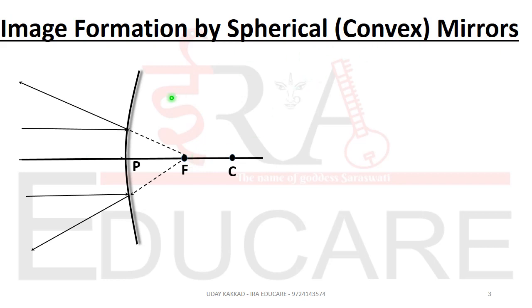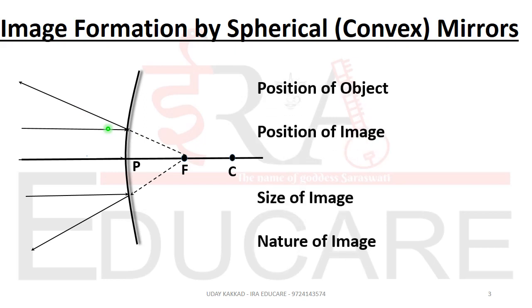And a convex mirror is also called a diverging mirror. Why? Because rays are diverted. On the other hand, a concave mirror is also called a converging mirror. Why? Because all the rays converge at one point, which is the focus point. And here all the rays are diverging, right?